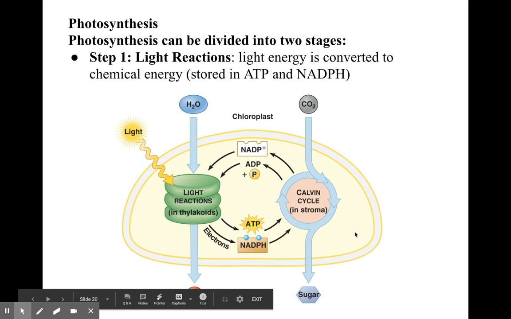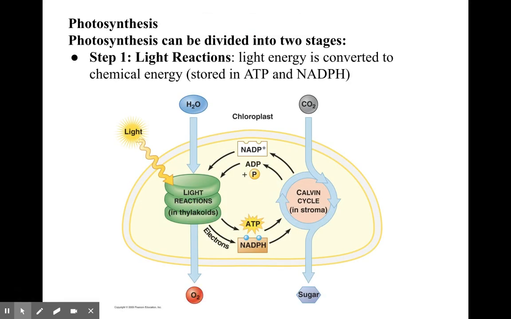Okay, so we're going to just talk briefly about the two parts of photosynthesis. So the scientists have decided to divide it up, and it's how it happens inside the chloroplast. So step one is something called the light reactions, and that is where light is involved. And we also need water in the light reactions.